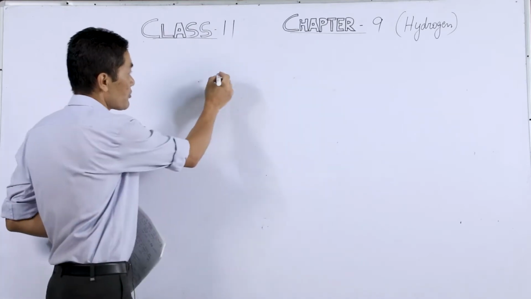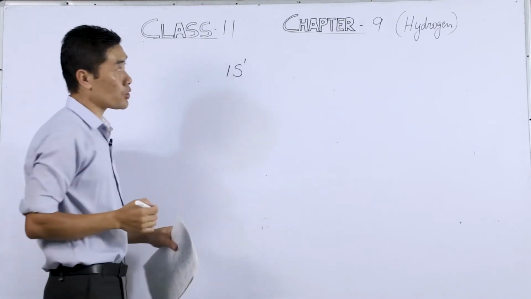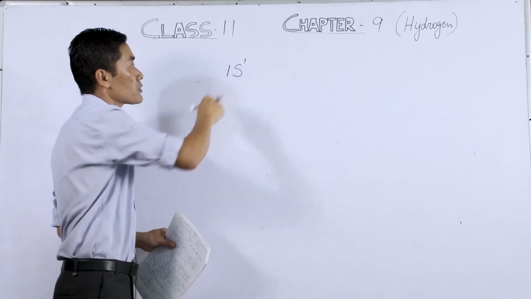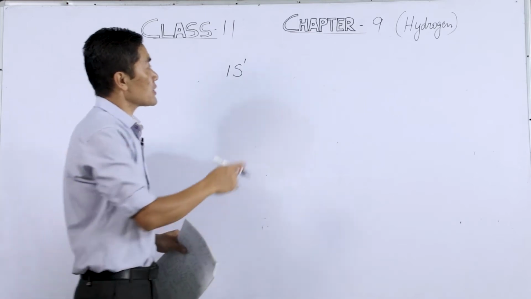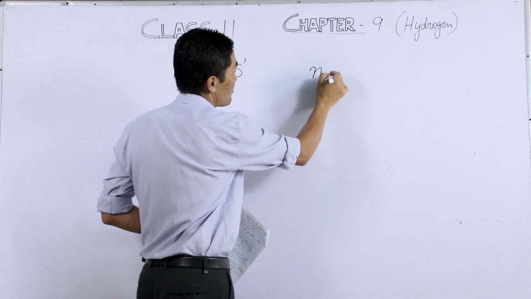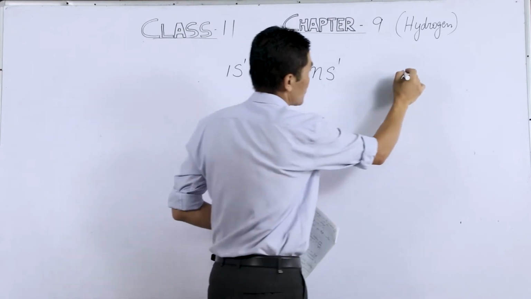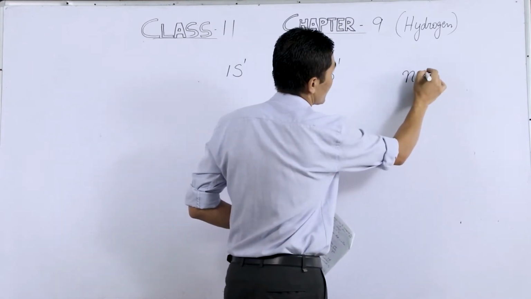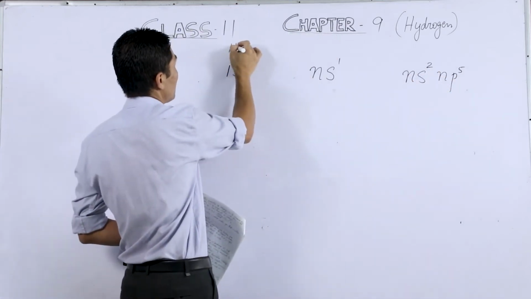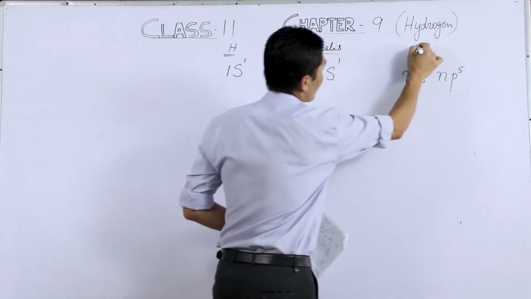If we see the electronic configuration of hydrogen, it has only one electron, so only one shell, only one orbital, and in that single orbital there is a single electron. The general outer electronic configuration for the alkali metals is ns1, and for the halogens, the general outer electronic configuration is ns2 np5. This is for hydrogen, this is for the alkali metals, and this is for the halogens.